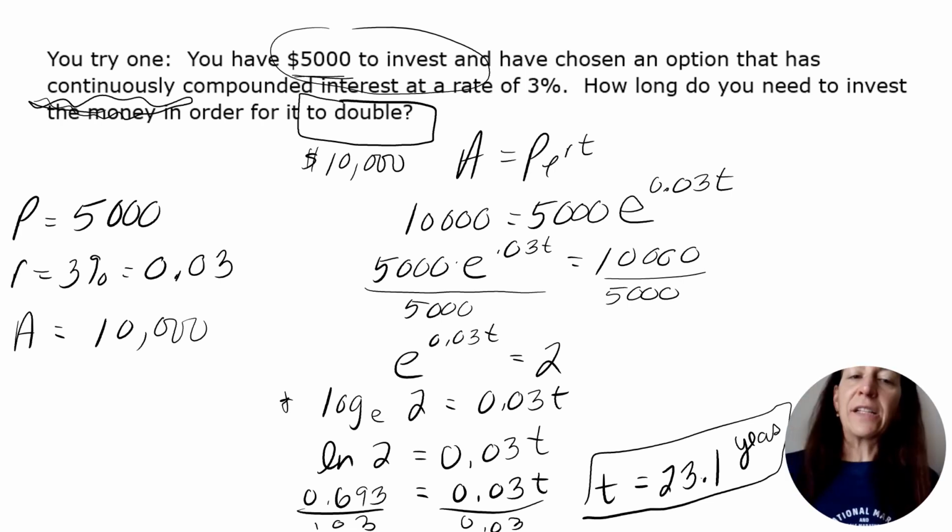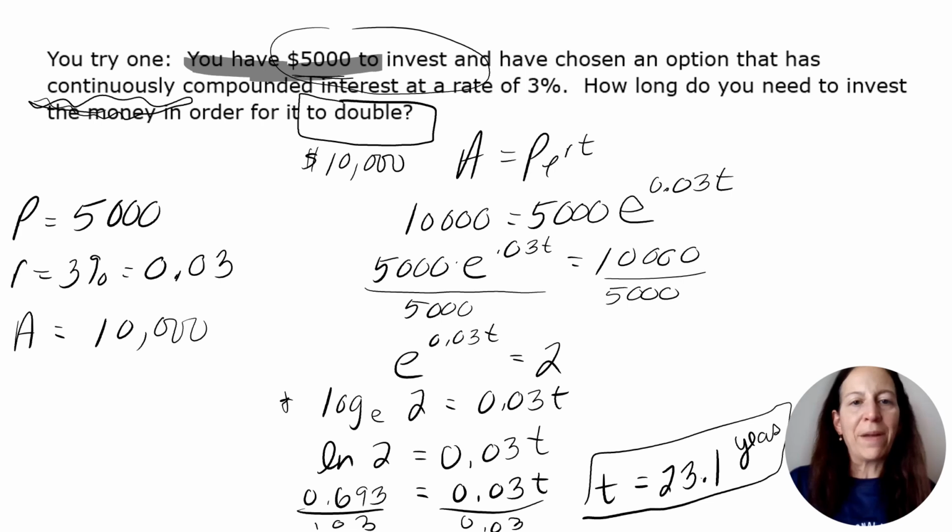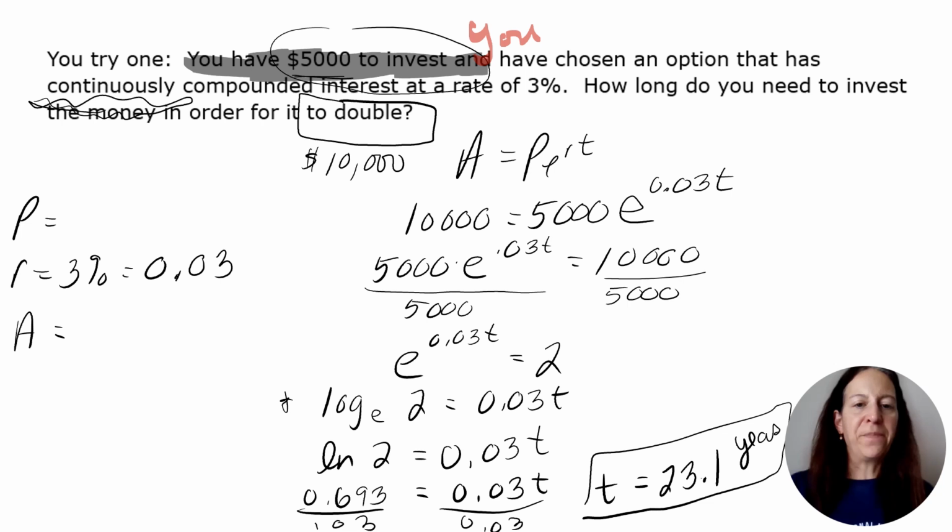Now, an interesting fun fact about this is that I don't even need to tell you the $5,000. I could completely wipe that out and just start with: you have chosen an option that has continuously compounded interest at an interest rate, blah, blah, blah. How long do you need in order for this to double? You might be surprised, like, wait a minute, how would I do that then?